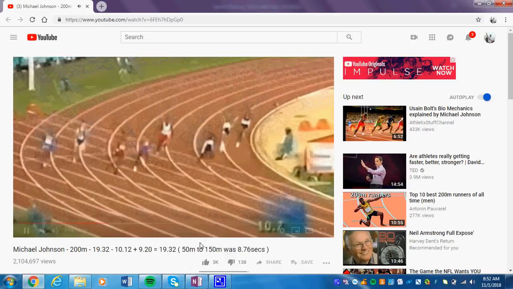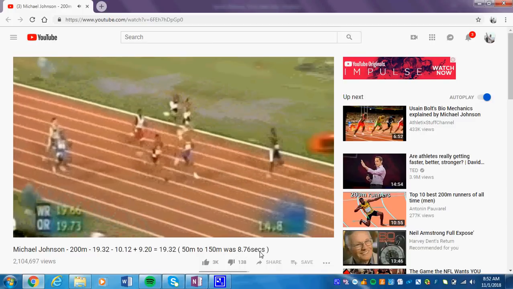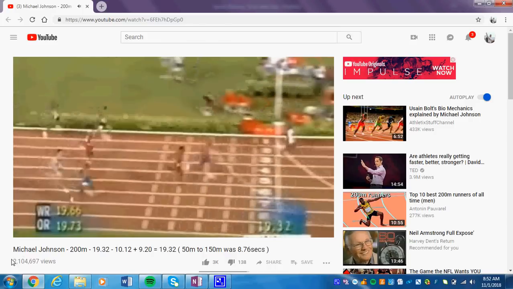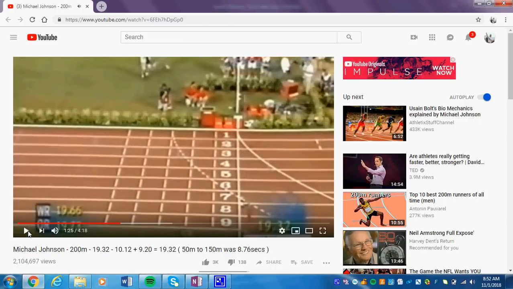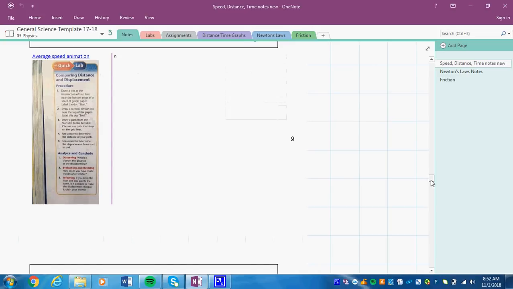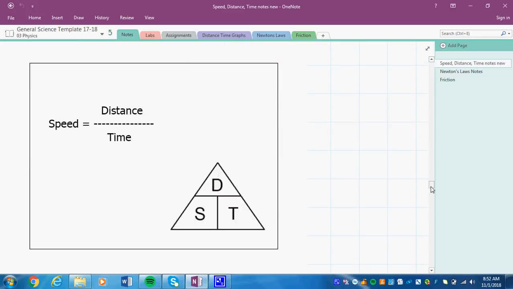But it was the 50 meter to the 150 meter. He was hauling major booty, 8.6 seconds, right? So you're talking a 100-meter time that was just phenomenal. And granted, he did break the world record here in 19.66. But what's even more impressive is that. As we come down, what I want to do is give you some practice problems. And this little triangle is very helpful.